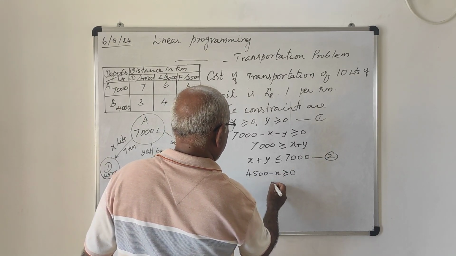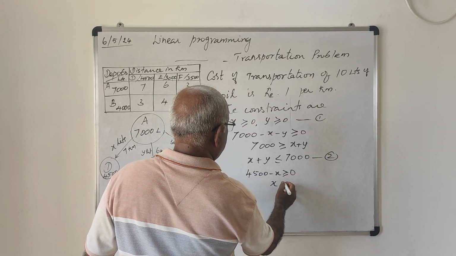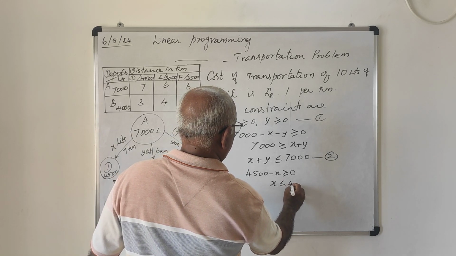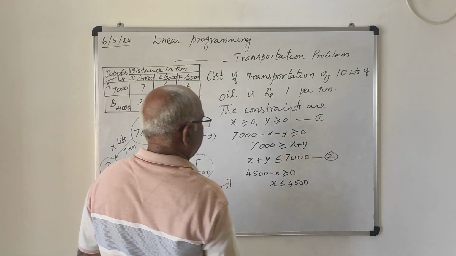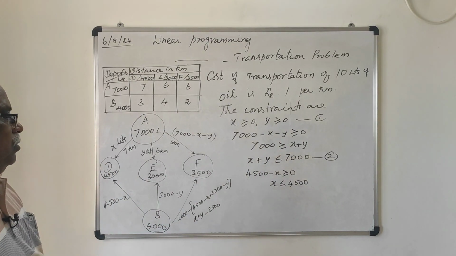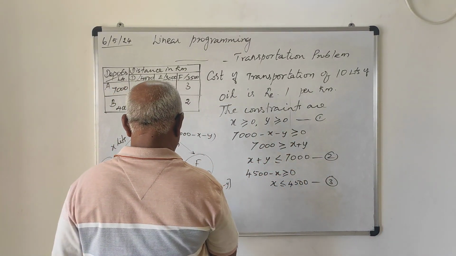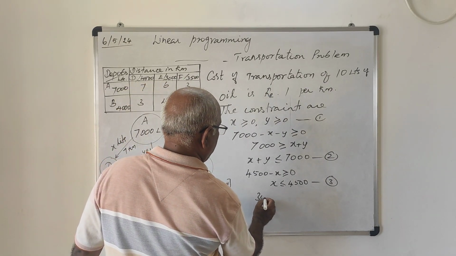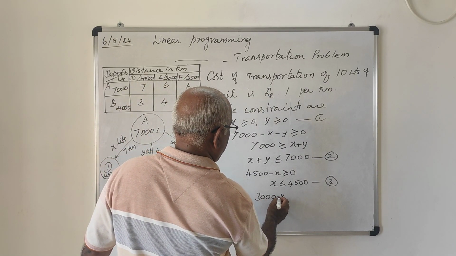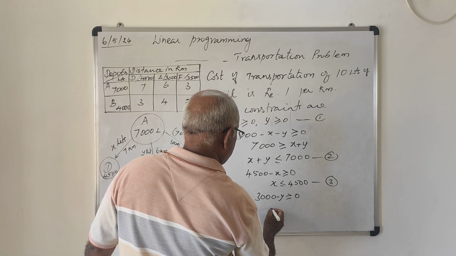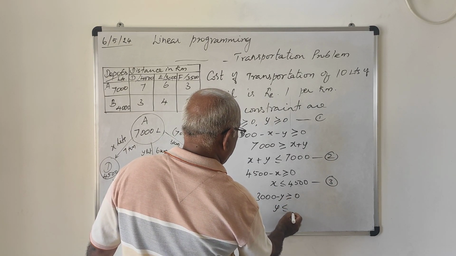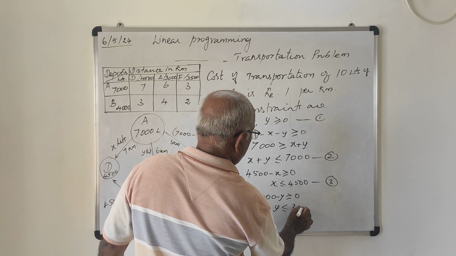This is nothing but x less than or equal to 4,500. This is constraint 3. Similarly, 3,000 minus y is greater than or equal to 0. From this, y is less than or equal to 3,000.